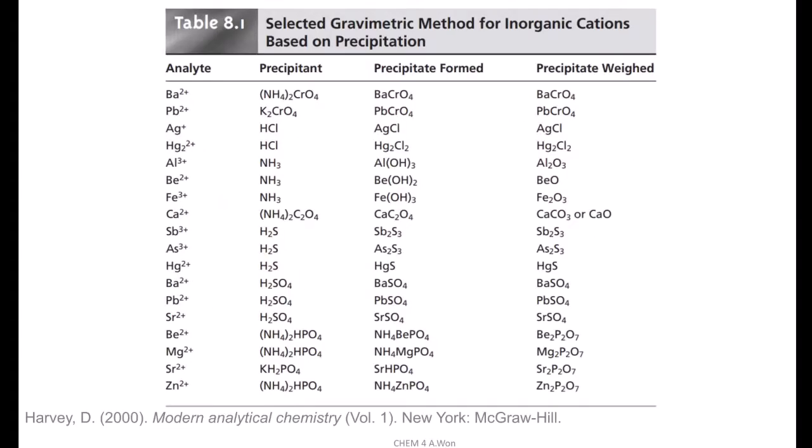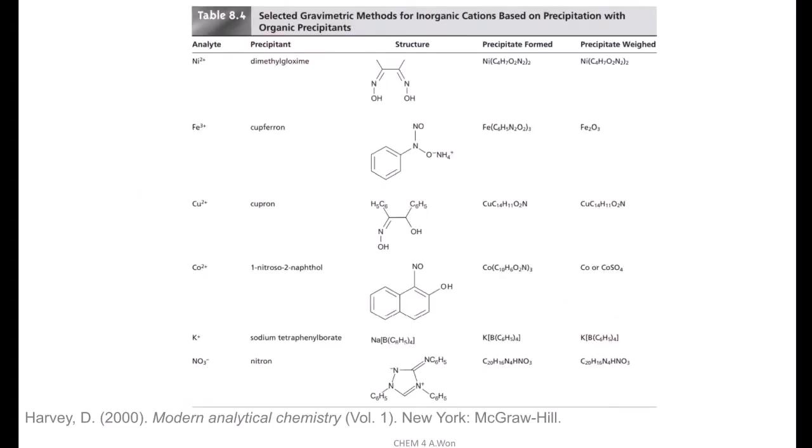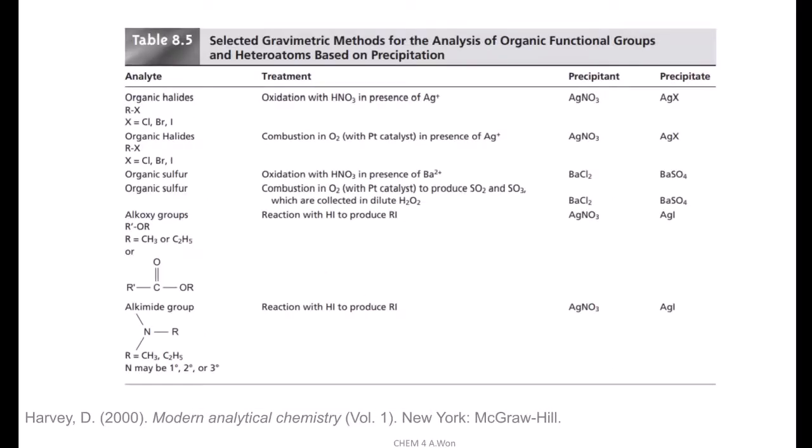So we will be browsing through a list of analytes and their commonly used precipitating agents, aka precipitants. This table here is for cations. Next table is for anions. This one is for ions using organic precipitating reagents. This one is for analytes that are organic compounds.